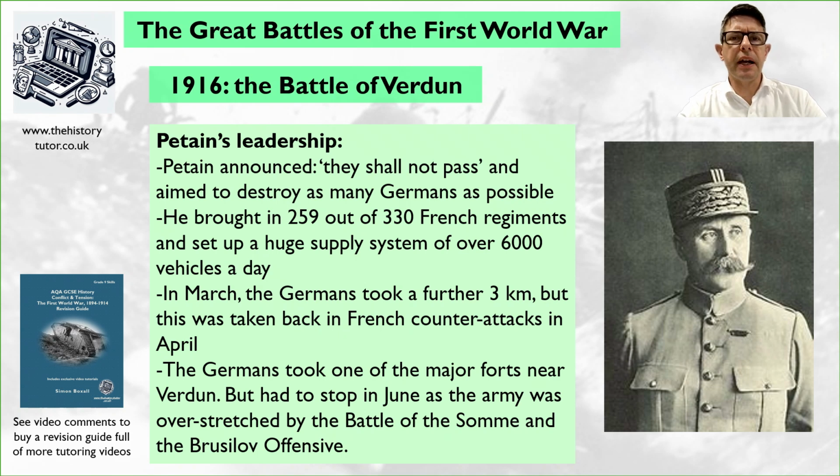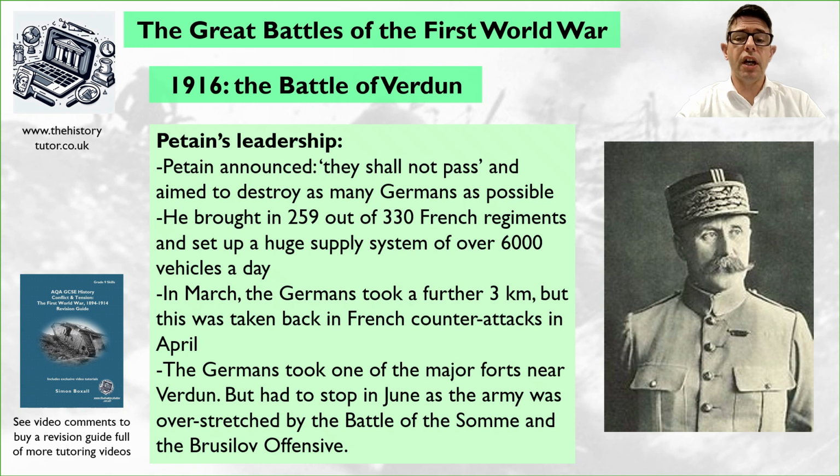So one of the early impacts to consider of this is now a war of attrition. The Germans hope to bleed the French white, and Pétain wants to hold his ground as well. So now it's not about necessarily taking lots of land, it's about killing as many of the enemy as possible. Pétain brought in 259 out of the 330 French regiments and set up a huge supply line of over 6,000 vehicles every day, bringing in supplies for the French army.